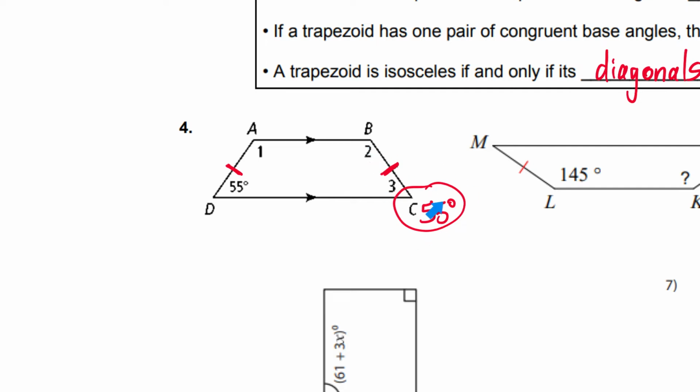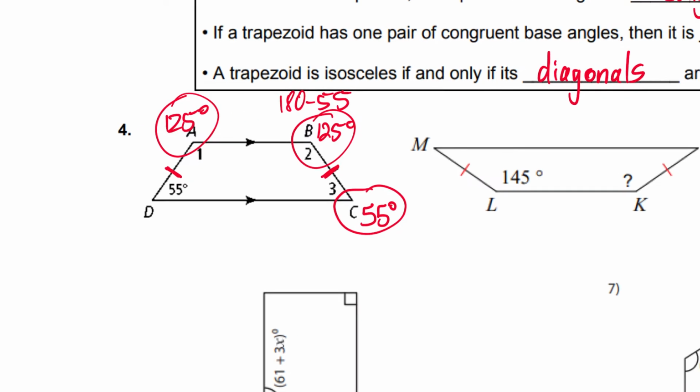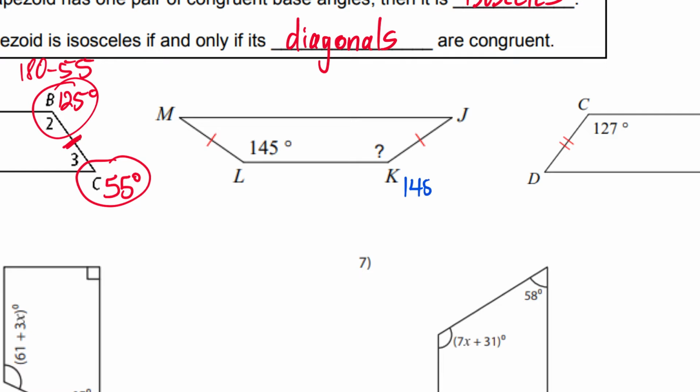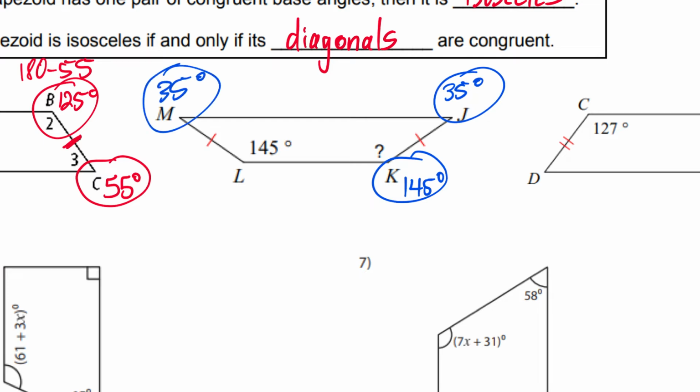So if this one's 55, and these add up to 180, how am I going to find this one? Good, I'm going to do 180 minus 55, and what does that give us? 125, which means angle A is 125 degrees. Okay, next one, if angle L is 145, angle K is 145. How big is angle J? 35, which means angle M is 35.